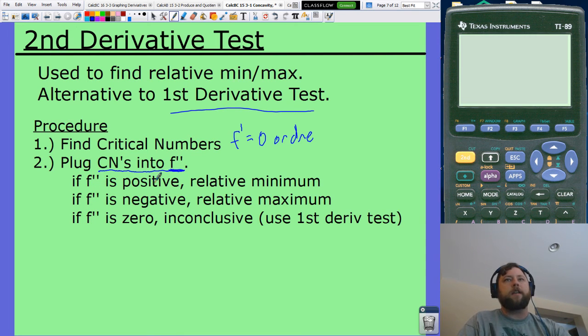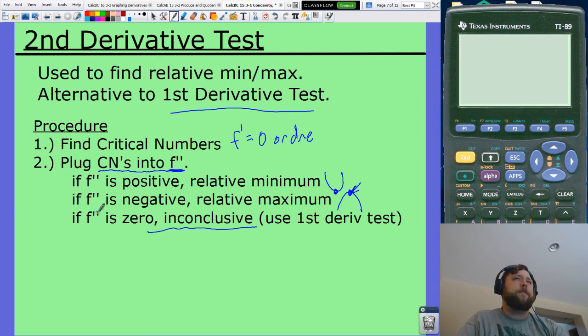If the second derivative is positive and it's a critical number, you have a relative minimum, because you're concave up and it's a critical number, so it must be a minimum. If it's negative, that means you're concave down. You must have a relative max because it's got to be at the top. And if it's 0, the second derivative test is inconclusive, so you have to go back to the first derivative.